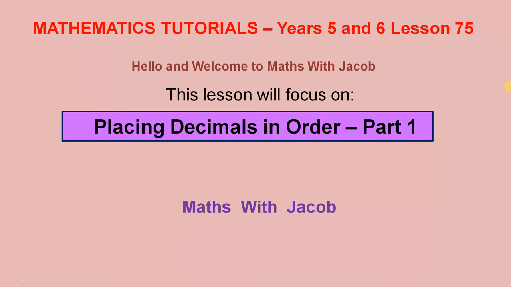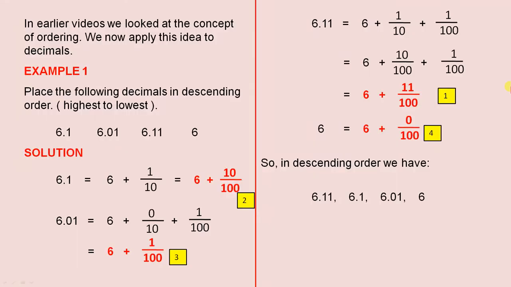This lesson will focus on placing decimals in order, part 1. In earlier videos, we looked at the concept of ordering. We now apply this idea to decimals. Example 1. Place the following decimals in descending order, that is, from highest to lowest.